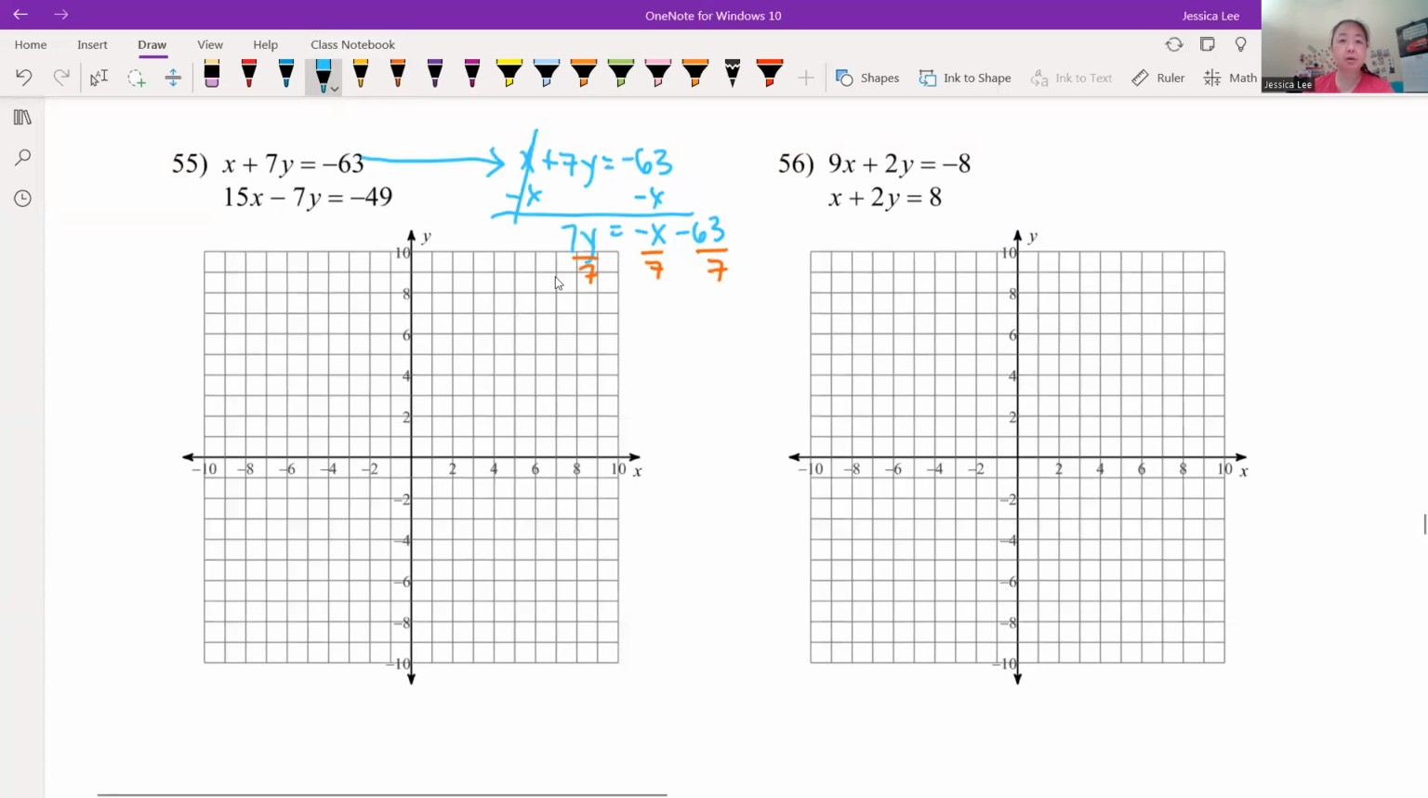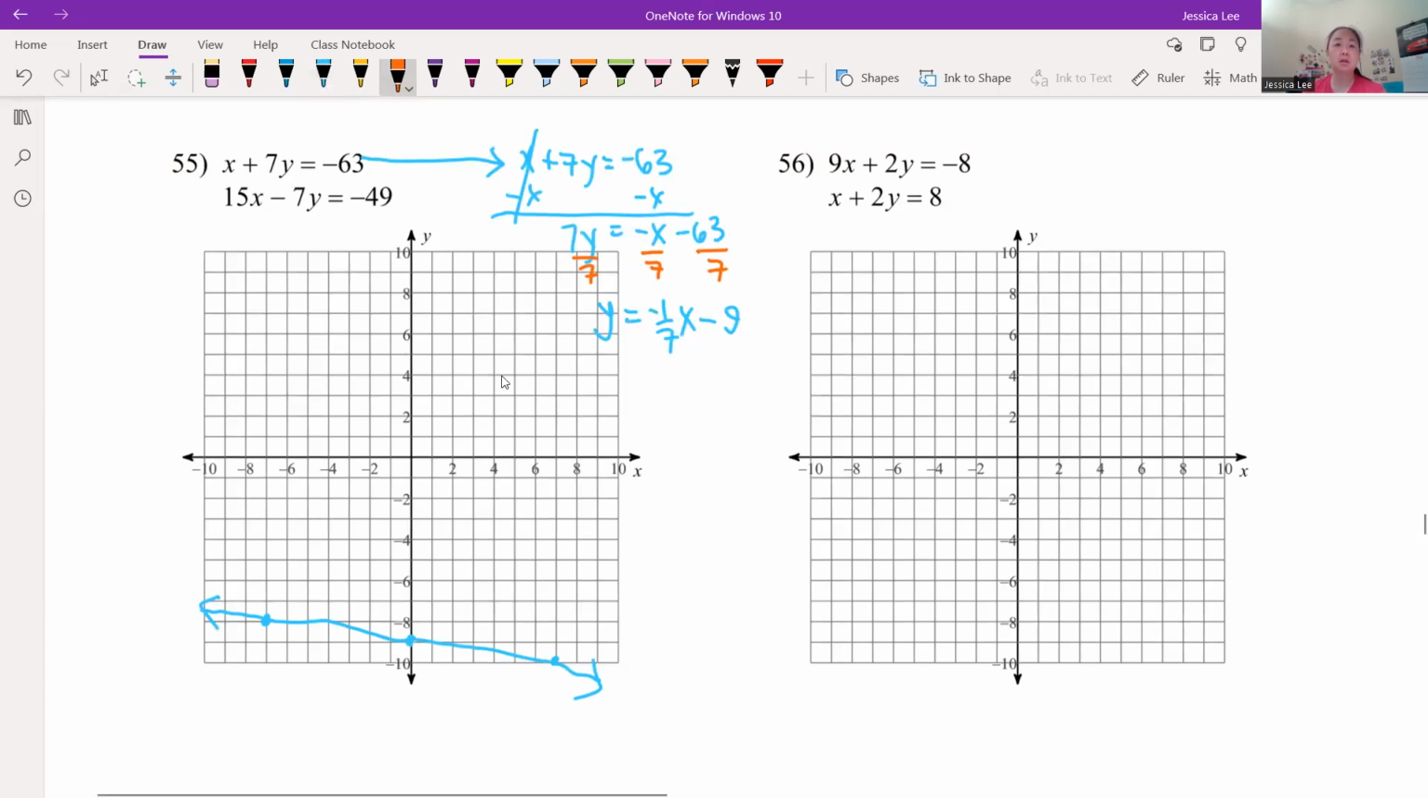Just dividing everything by 7 so I don't have to distribute it out. So y is equal to, remember this is going to be a -1 there, so -1 over 7 x minus 9. 63 divided by 7 is 9. So now I can graph this. I'm going to go down to -9 on the y-axis, and then up 1, and then to the left 7, because it is negative. It's going to look something like this. There we go, going down.